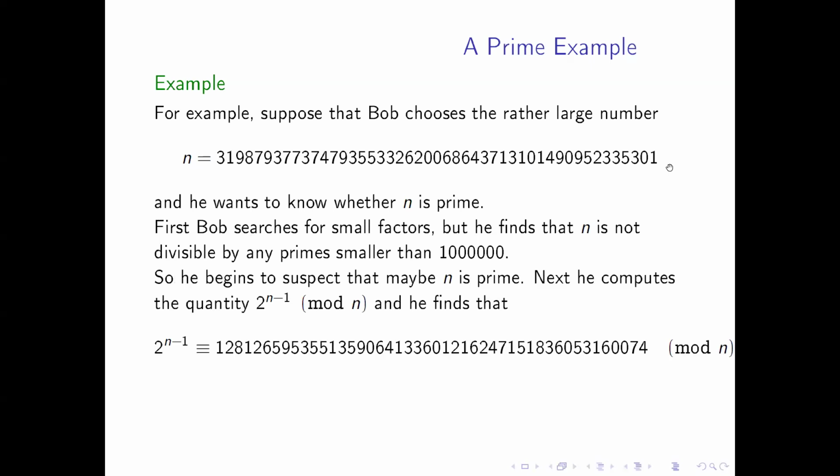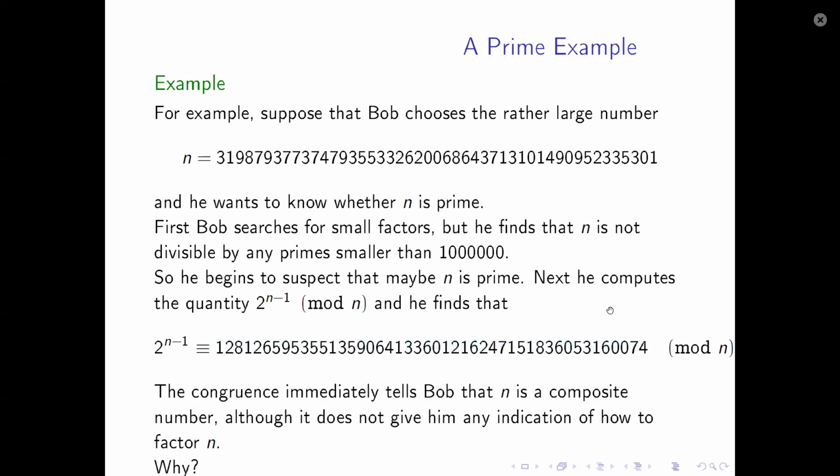Now, Bob might say, sweet, it looks like it might be prime. But then he tries 2 to the n minus 1 mod n and notices that it gives a huge, ginormous number. Now, the detail is not in the number. It's in the fact that the number is not 1. Because that number is not 1, it tells Bob that this is a composite number. It's not prime. How? I want you to pause the video and think about that for just half a second.